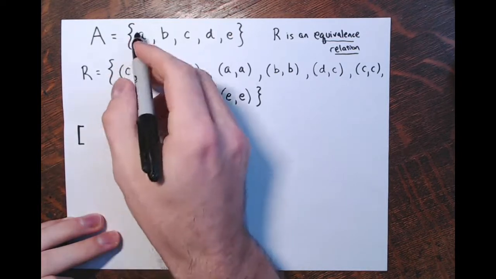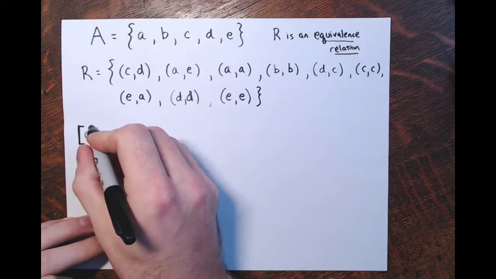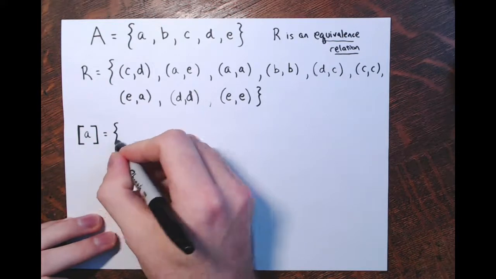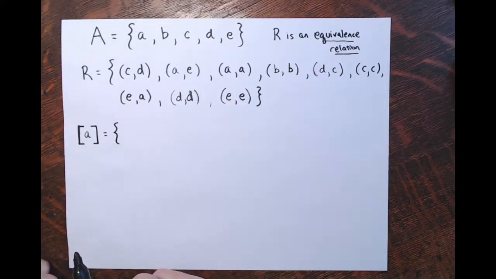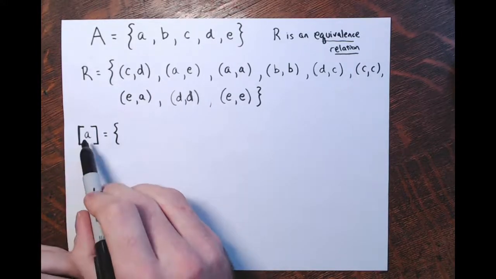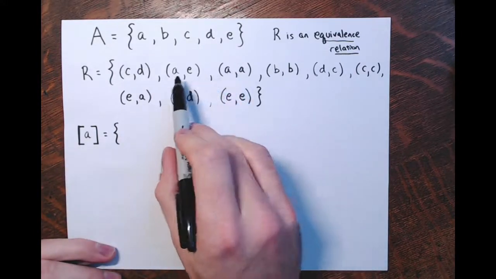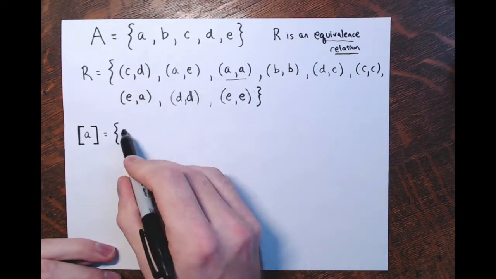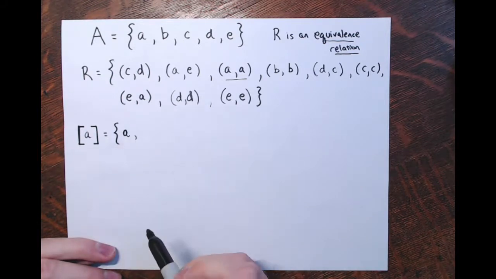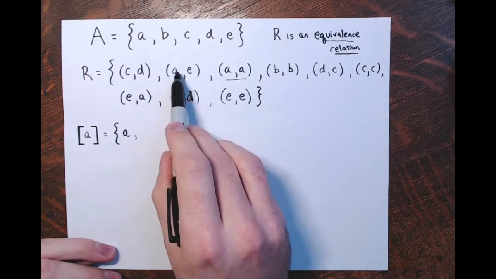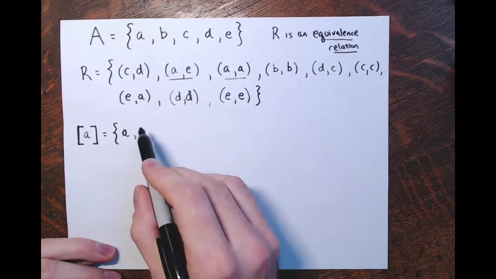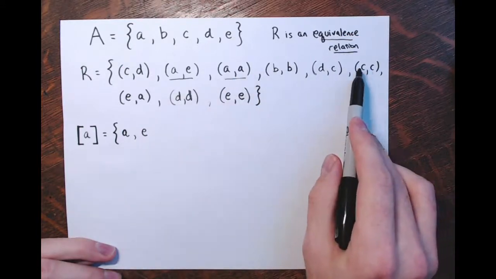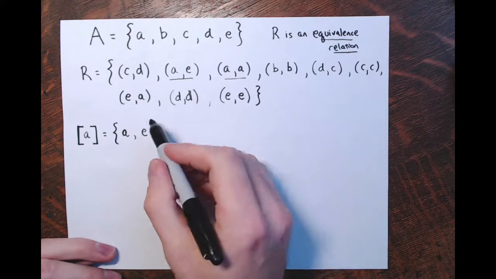So what's the equivalence class for element A? Remember, the equivalence class of an element is the set with all the elements that are related to that element. You see A is related to A here, so A is obviously in the equivalence class for element A. A is related to E, so E is in here. And that's it, and E is related to A.